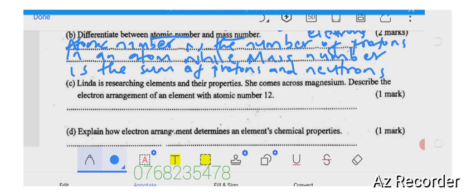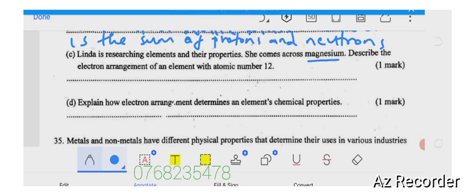The next question. Linda is researching elements and their properties. She comes across an element called magnesium. Describe the electron configuration of the element with atomic number 12. Remember, magnesium is atomic number 12. For its energy configuration, we start with the first energy level, which contains a maximum of 2. Then you put a comma. From 10 it remains 8. Then you put 8, a comma. Then you remain with 2. So that when you add the 2 plus 8 plus 2, you get 12, which is the atomic number. Remember, the atomic number is the same as the number of protons and is the same as the number of electrons. And that's why we say an atom is electrically neutral.